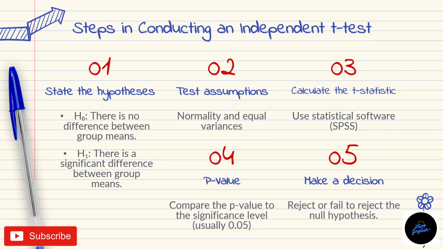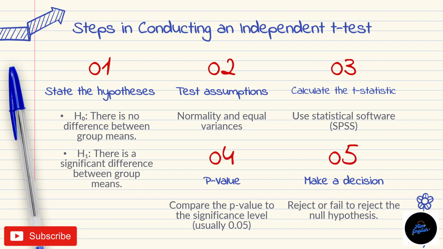There are some steps in conducting an independent t-test. First, you have to state the hypothesis of your own research. Remember, in the previous presentations, I already explained how to develop a good hypothesis. There will be a null hypothesis and also an alternative hypothesis. The null hypothesis always shows that there is no difference between group means. However, the alternative hypothesis shows that there is a kind of optimism in research. So the hypothesis says that there is a significant difference between group means.